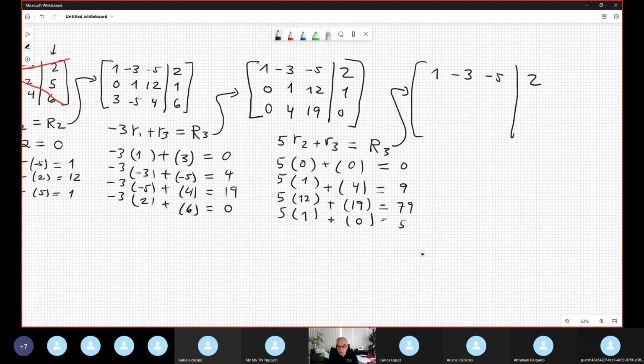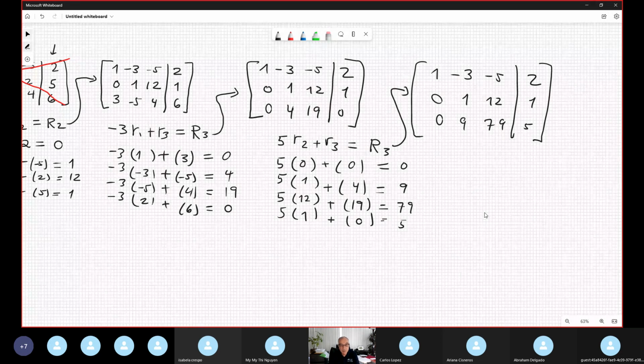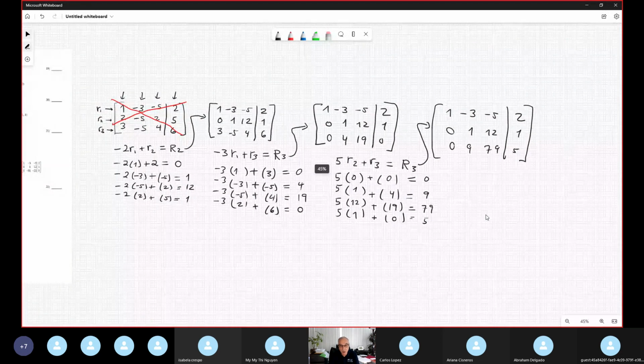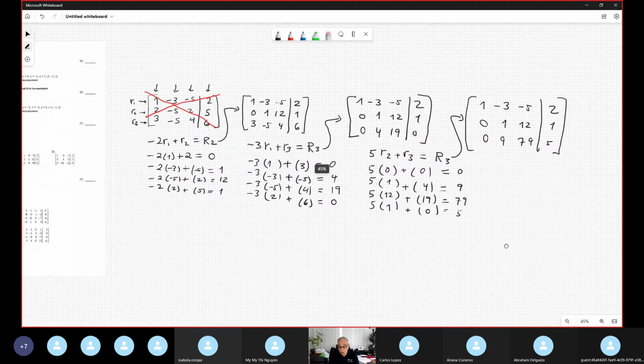So row 1 and row 2 stay the same. Now change row 3, which is 0, 9, 79, and 5. Okay? And this is the principle. Of course, in the software we do this automatically, without row operations, completing the process like a reduced row echelon form. But this illustrates the principle behind it.